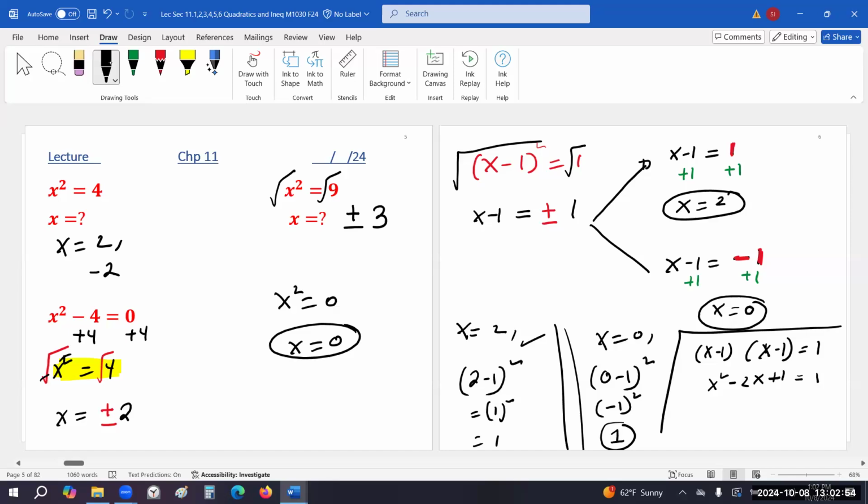But FOILing doesn't always help, because there are two possibilities. When you replace x with any of those, you get the same result. When x is 2, we get 2 minus 1 squared, which is 1 squared, which is 1. So when x is 2, the right side is 1. Same thing when x is 0, we have 0 minus 1 squared, which is negative 1 squared, which is 1. So you get the same thing, the right side is 1. So this equation is satisfied for two answers.